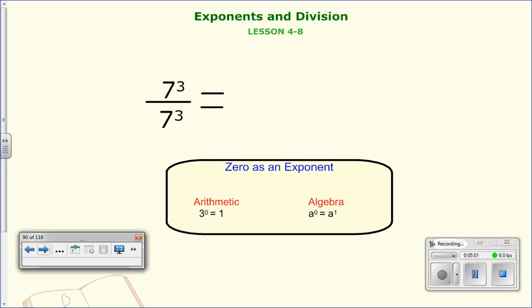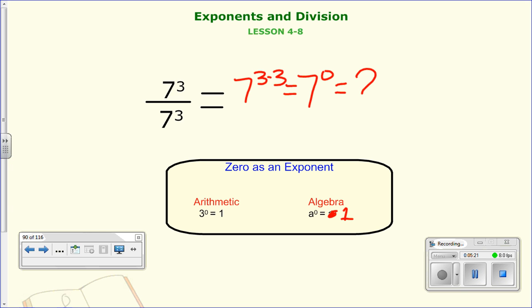Now, however, we get one that looks like this. All right, 7 to the third divided by 7 to the third. Well, if I subtract out the ones here, I get 7 to the 0th power. But what does that mean? What does 7 to the 0th power mean? Does that mean it's 0? Does it mean it's 1?